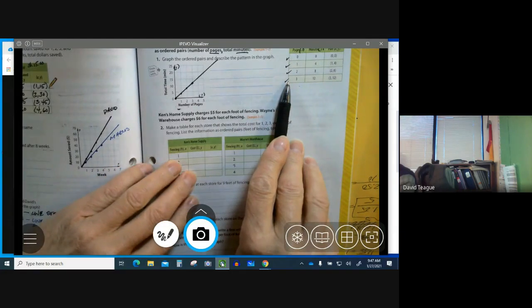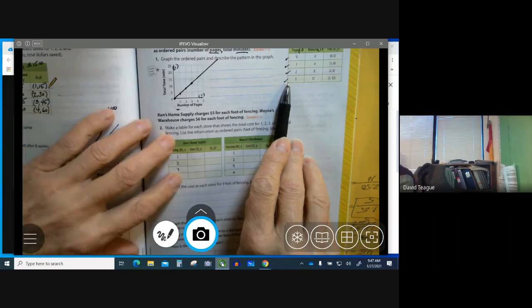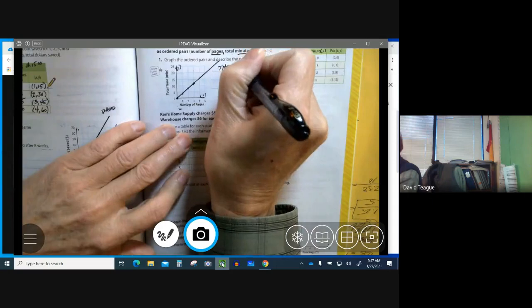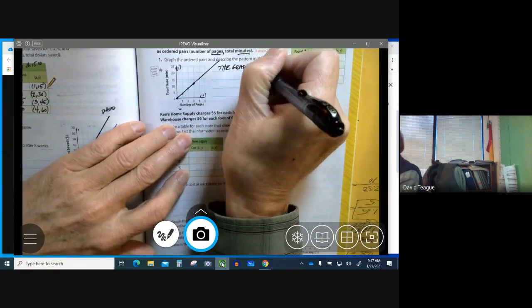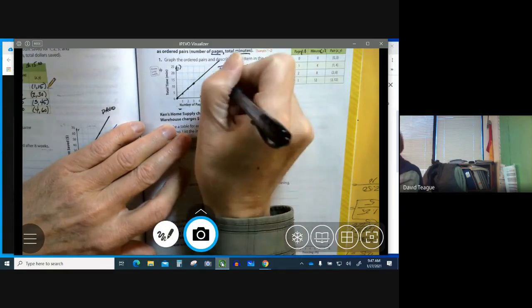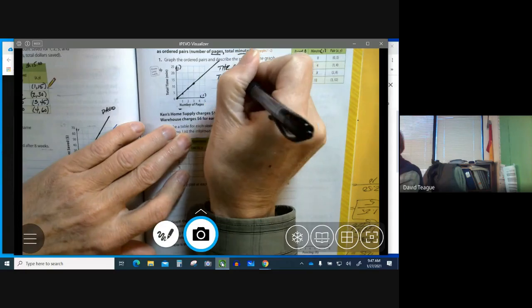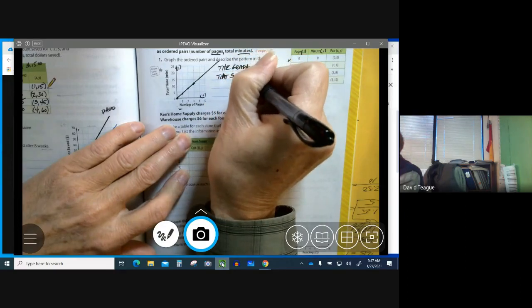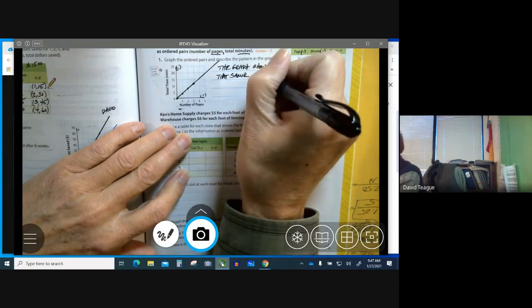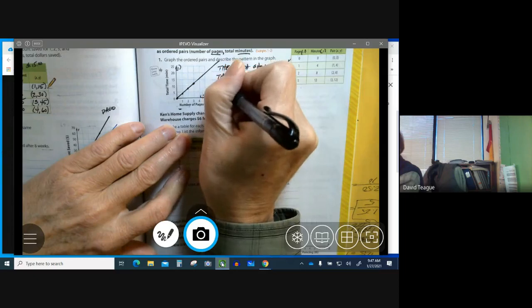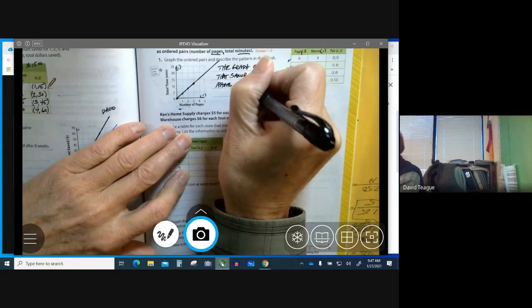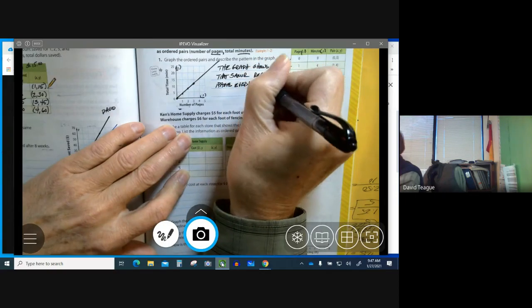So, it says describe the pattern of the graph. The graph shows that Samir read 1 page every 4 minutes.